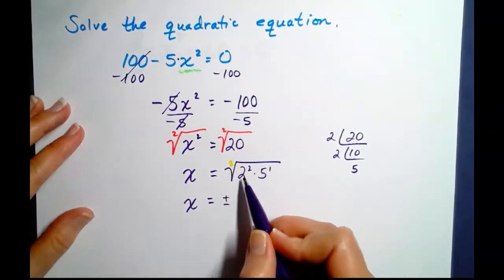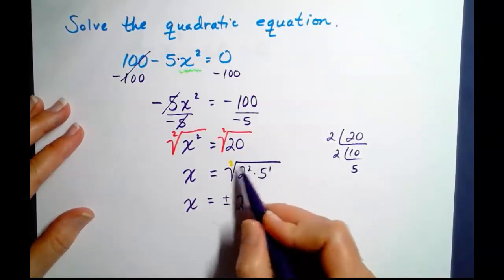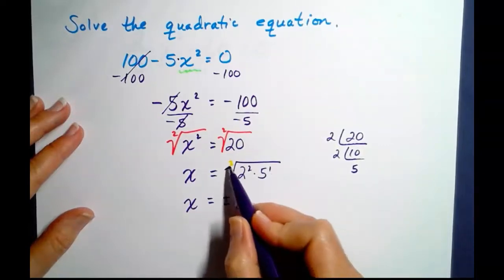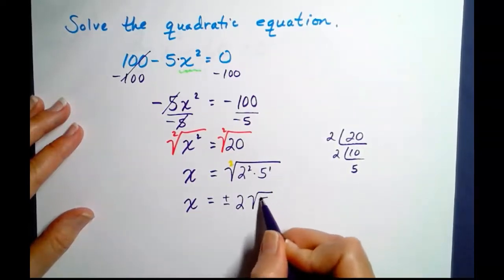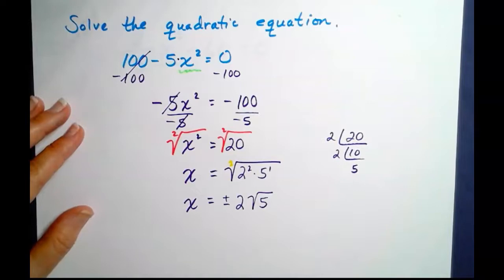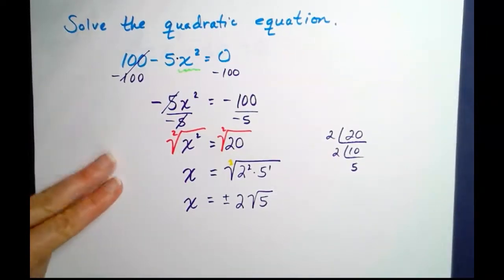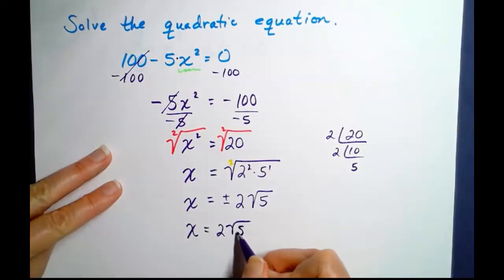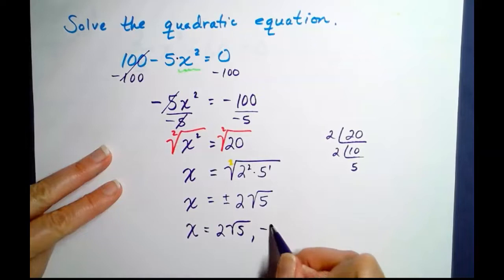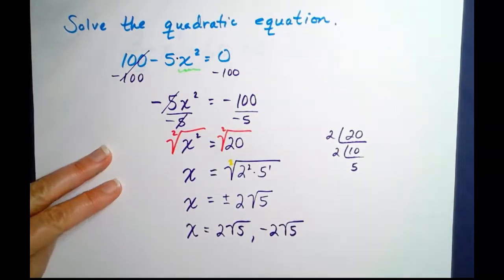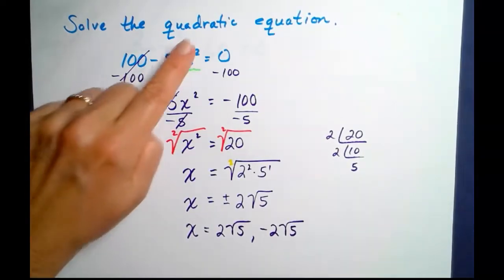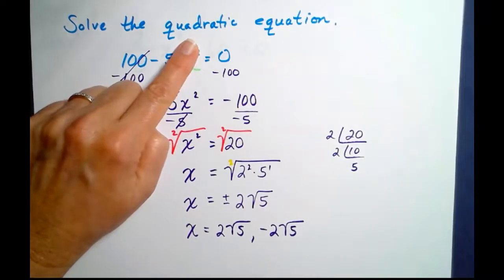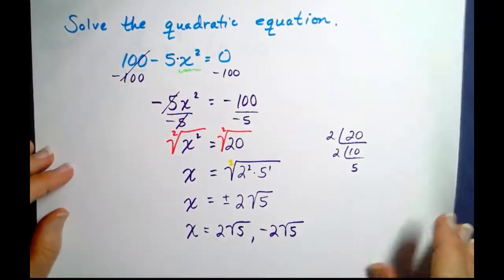The square root of 2 squared is 2. 2 goes into 2 one time. 2 will not go into 1. That is why the 5 remains underneath. So our solutions, both of them, x equals positive 2 root 5 and x equals negative 2 root 5. Two solutions because we're solving a quadratic equation.